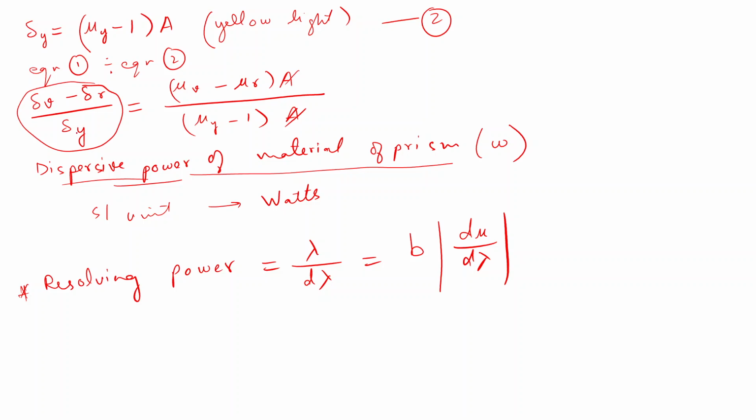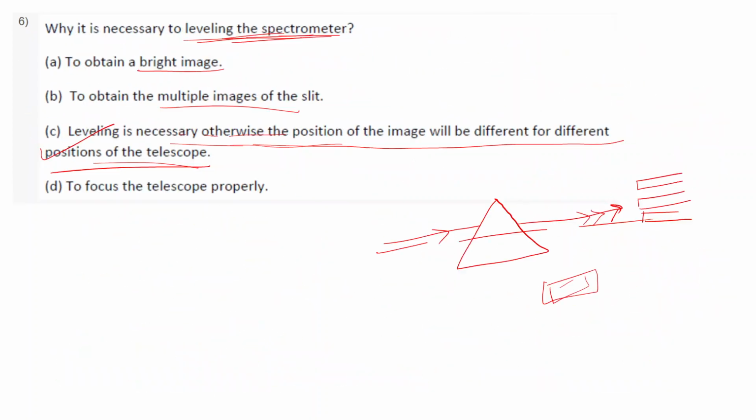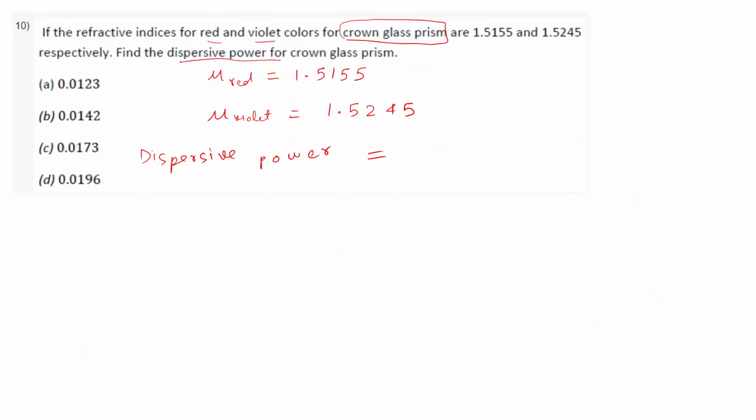So this was in terms of deviation, and then we had also found it in terms of refractive index. So this is the formula of dispersive power in terms of refractive index. We'll use this formula for this particular question: the refractive index of violet light minus the refractive index of red light, divided by the refractive index of yellow light minus 1. Using this and substituting the values here.